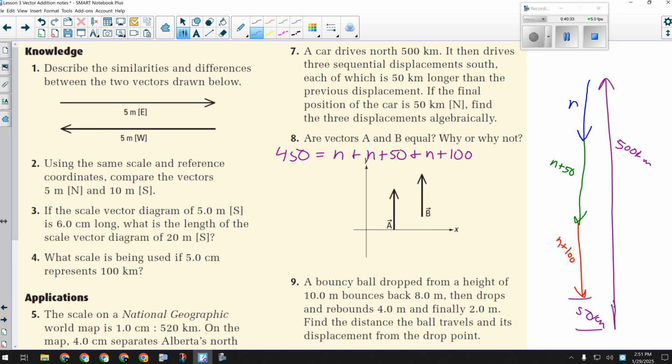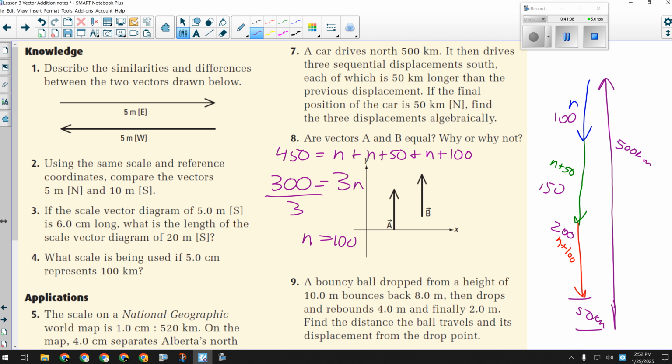So if I bring the numbers I actually know over to here by subtracting them, what I'll be left with is that 300 equals n plus n plus n, or 3n. Can I figure out what n is now? Yeah. So divide this by 3, n equals 100. So this is 100, this is 150, this is 200, and I'm pretty sure that adds up to 450.